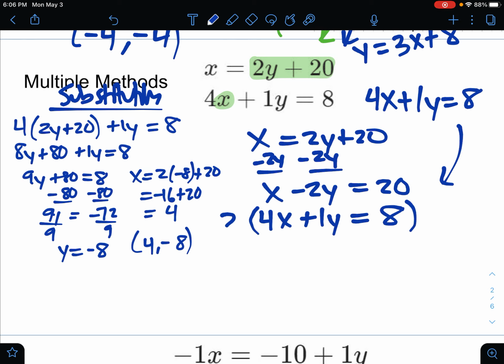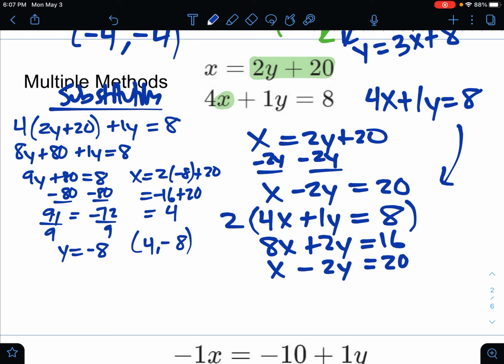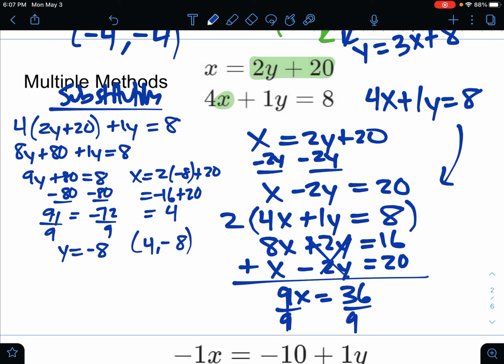I can do that by doing times 2 to the bottom. So that would be 8x plus 2y equals 16. And the top one I'm going to keep the same. And now I've got opposites. I can just add them. The y's cancel. I get 9x equals 36. Divide by 9. X equals 4.